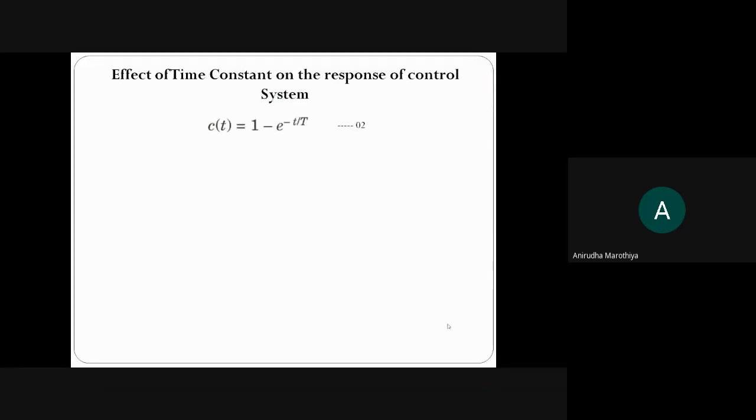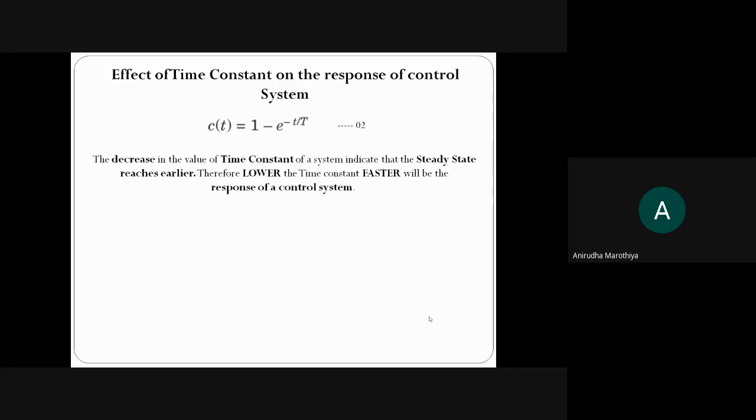So write down: we know that the time response of a first order control system is given by c of t equals 1 minus e to the power minus t by τ, and let us name this equation 2, and this is our final conclusion. The decrease in the value of time constant of a system indicates that the steady state is reached earlier. कहने का मतलब है कि अगर आपने टाइम कांस्टेंट की वैल्यू कम किया तो वो सिस्टम का रिस्पांस फास्ट रहेगा, which itself indicates कि उसका जो steady state value है वो जल्दी से जल्दी वो पहुंच पाएगा. Therefore, lower the time constant, faster will be the response of the control system.